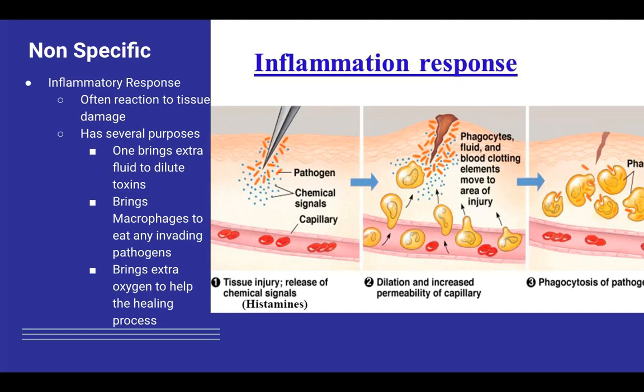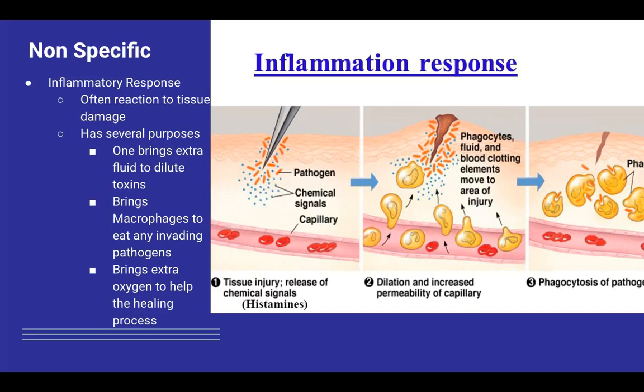This is also non-specific because it's the exact same no matter what pathogen enters in through the cut. But it's usually a reaction to some type of tissue damage. And it's got three big purposes for it. Whenever our skin gets violated or broken, a chemical signal basically activates the inflammatory response. And what happens is that chemical signal will activate the dilation of capillaries. And when that happens, a bunch of fluid comes to the area, and it will dilute any toxins that came in with whatever broke through the skin and/or what is being created by the bacteria or virus.